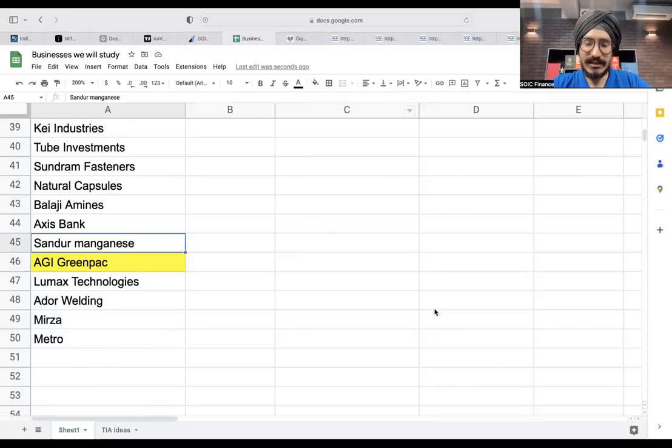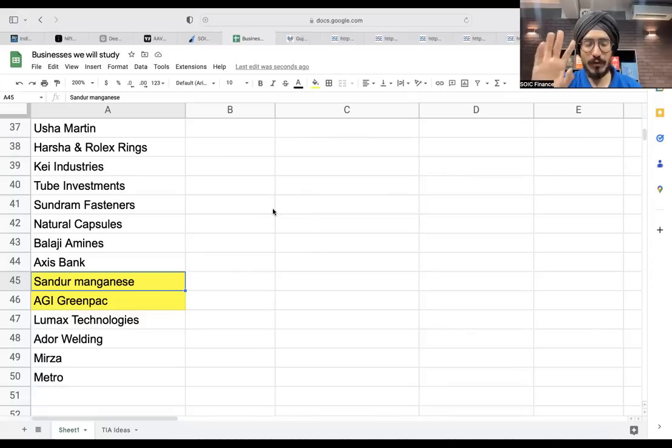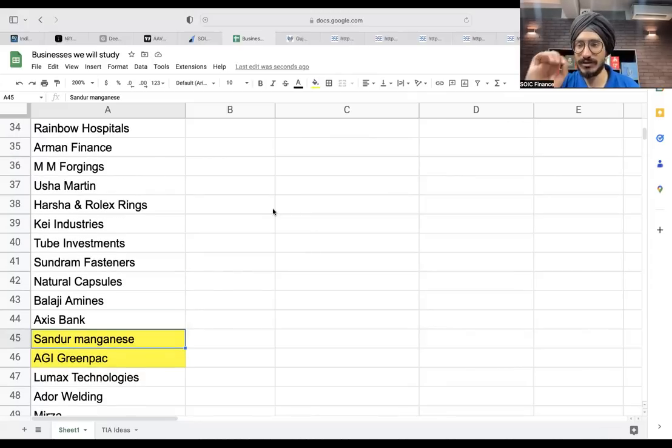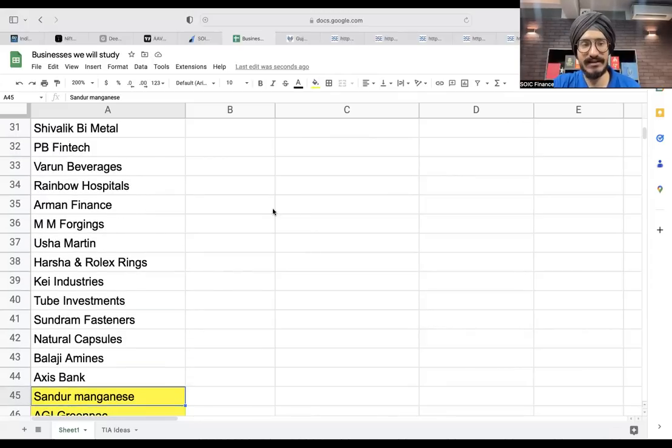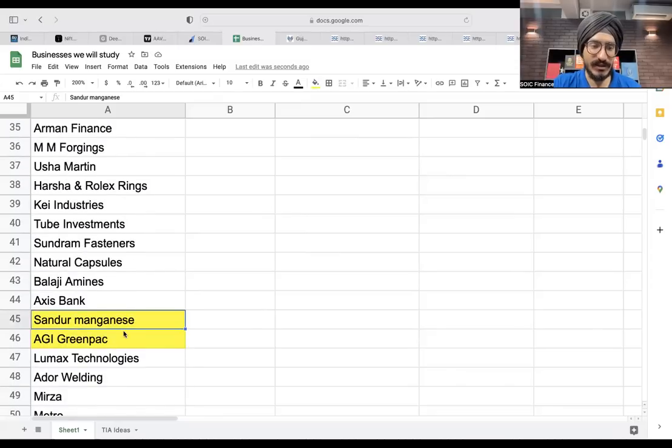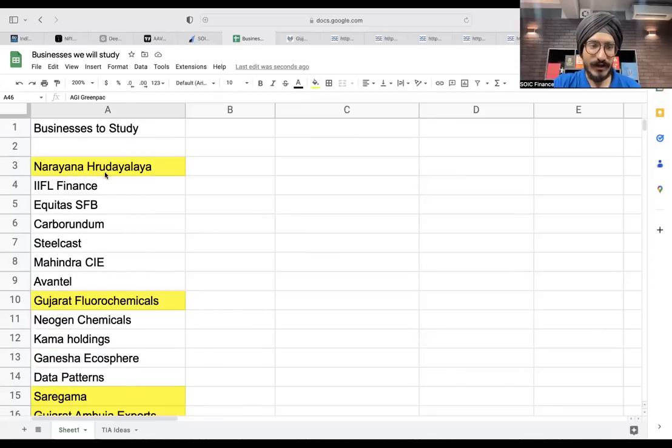Sandur Manganese also got an approval today to double its manganese production. Iron ore capacity is going 3x anyway, so triggers are there, but again you need to track the business. So Sandur Manganese is one of the businesses you should study independently. We gave PB Fintech and CCL earlier. In the next homework I'm giving you Sandur Manganese and AGI Greenpac; prepare research reports, study them, read the SOIC checklist and apply it. And finally Narayana Hrudayalaya.